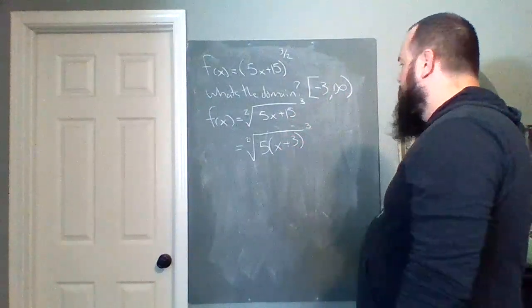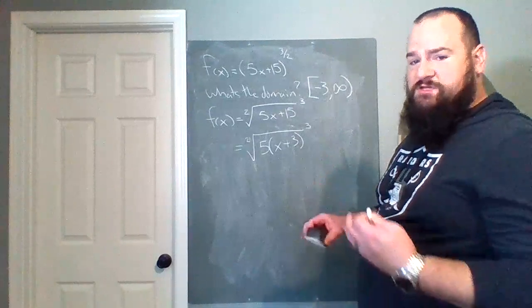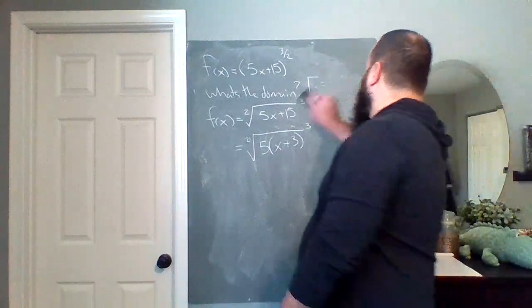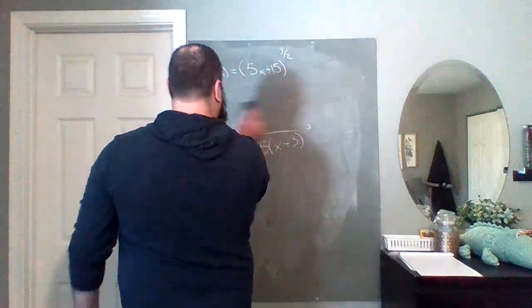Okay? Awesome. So we talked about finding a domain, we talked about changing from exponential to radical form, and you can go vice versa. Okay? Now let's solve some equations.